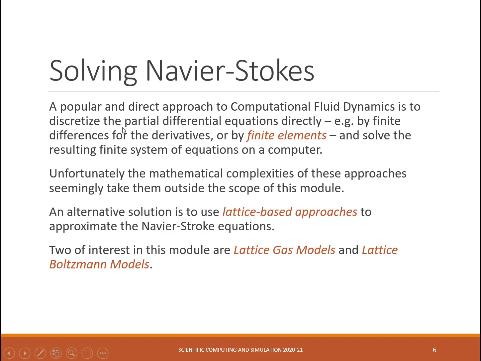For discretization, the derivatives in the Navier-Stokes equation can be mathematically replaced by finite discrete differences or by finite discrete elements. However, this approach demands lots of mathematical effort, which is outside the scope of this module. An alternative solution is to use lattice-based approaches, such as lattice gas models and lattice Boltzmann models, to approximate the Navier-Stokes equation using cellular automata.